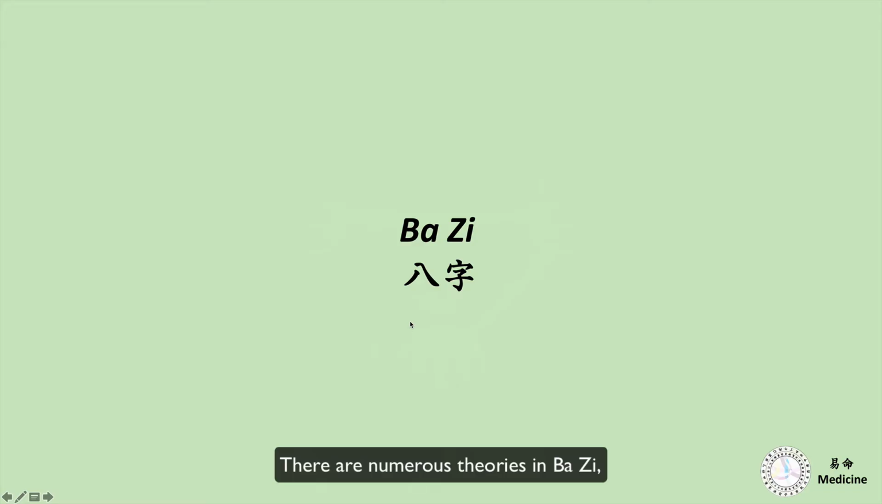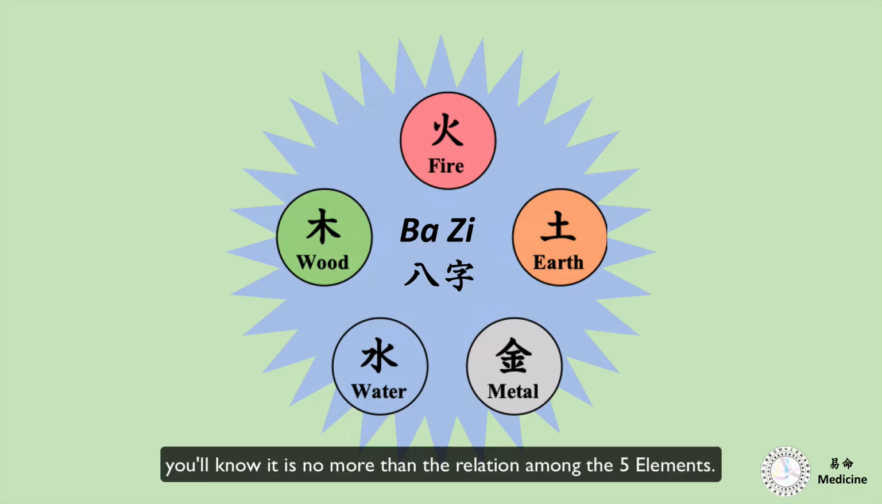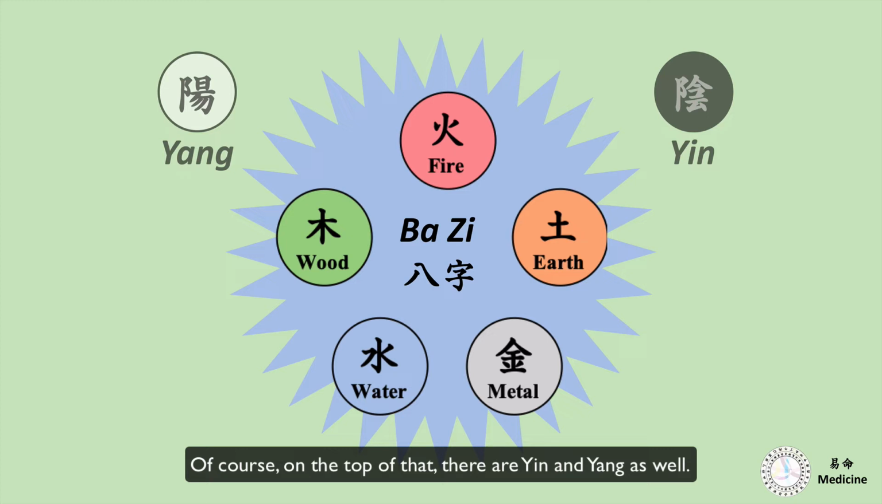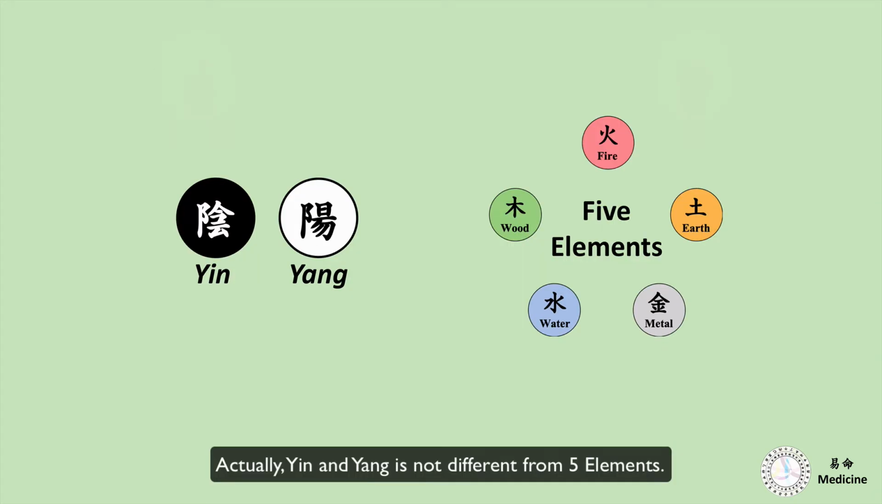There are numerous theories in Bazi, and it is almost impossible for us to memorize one by one. However, if you look at the core principle of all the theories, you will know it is no more than the relation among the 5 elements. And of course, on the top of that, there are yin and yang as well. Actually, yin and yang is not different from 5 elements. Yin and yang can be described as 5 elements, and 5 elements can be also described as yin and yang.